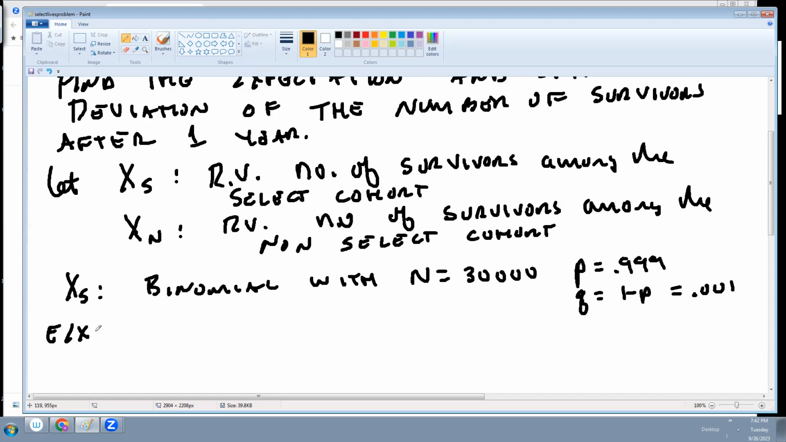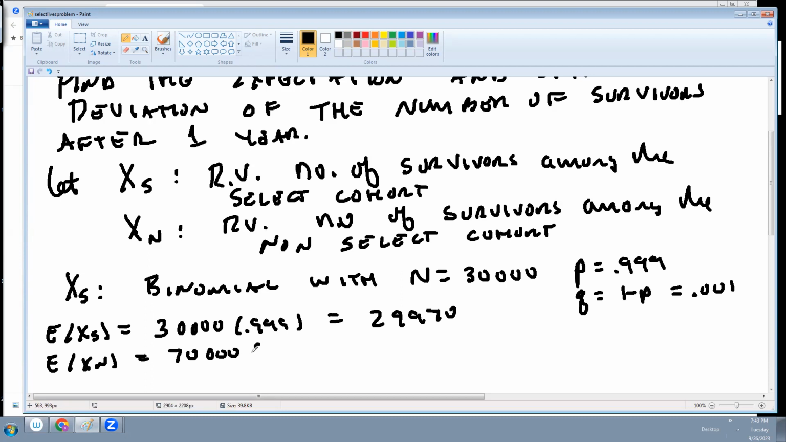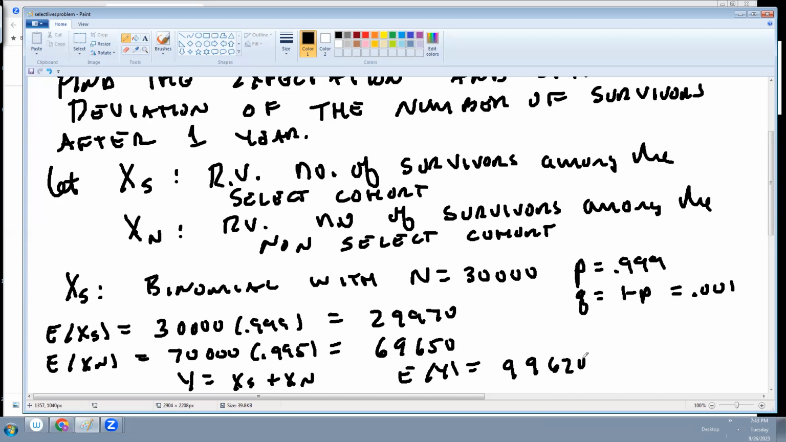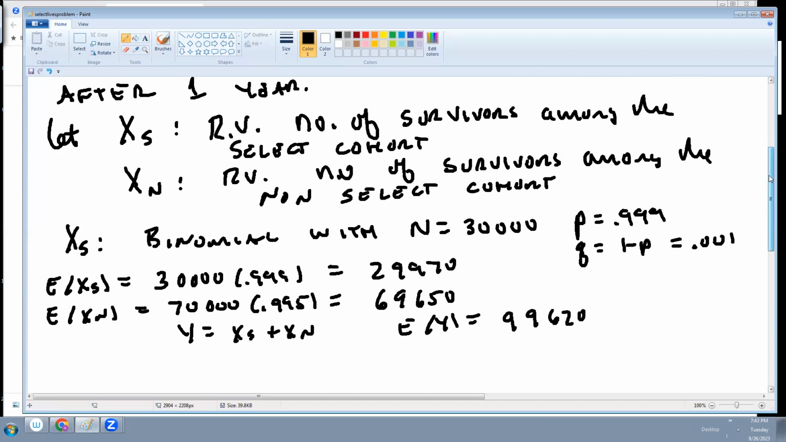So the expectation of this variable would be 30,000 times 0.999, which is not a very difficult calculation, which calculates to 29,970. The expectation of the non-select is 70,000 times 0.995, and again, that's not an overly difficult calculation: 69,650. And then if we let Y equal the sum of these two, the expectation of Y is just the sum of the expectations.